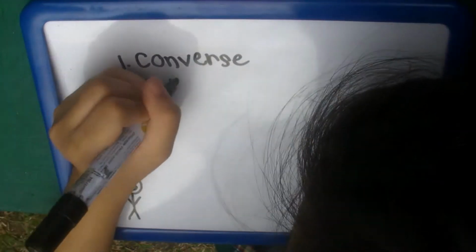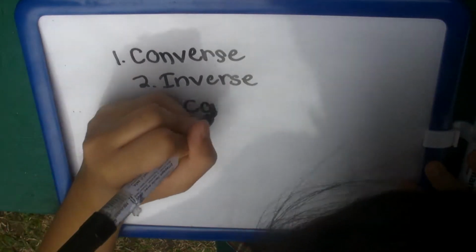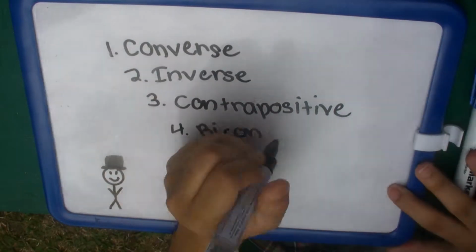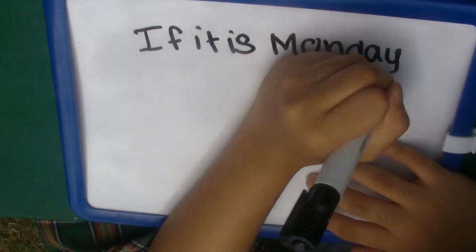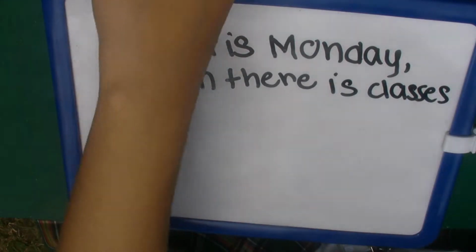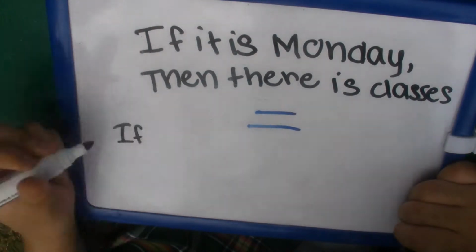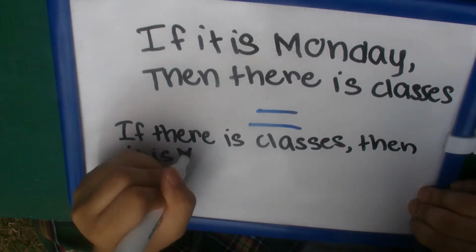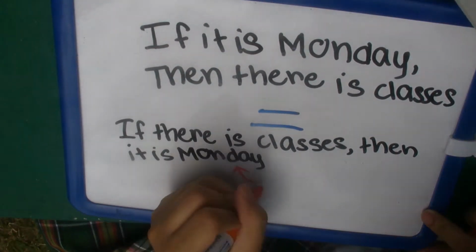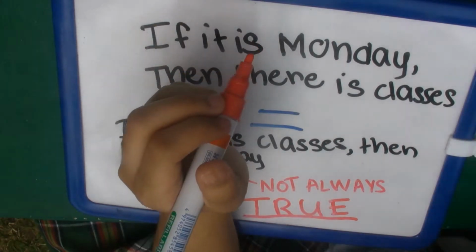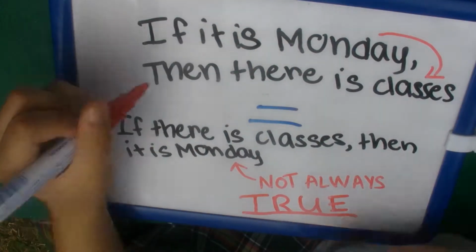Now to our kinds of conditional statements. There are four kinds of conditional statements: converse, inverse, contrapositive, and biconditional. Converse is real simple and easy. Just switch the hypothesis and conclusion like this. So if the original statement is, if it is Monday, then there are classes, then the converse is, if there are classes, then it is Monday. Keep in mind, converse statements are not always true, just as seen in the statement above.